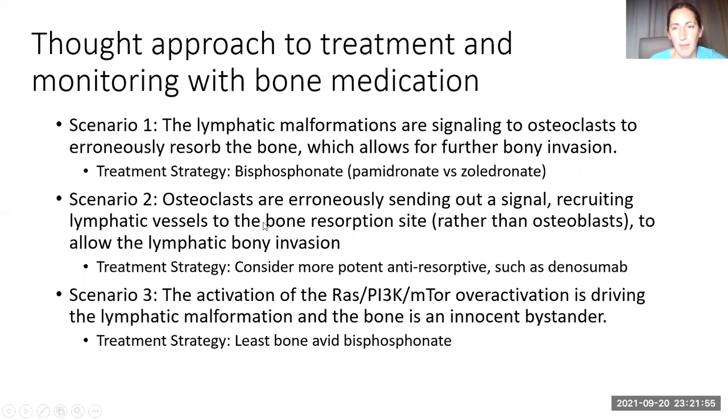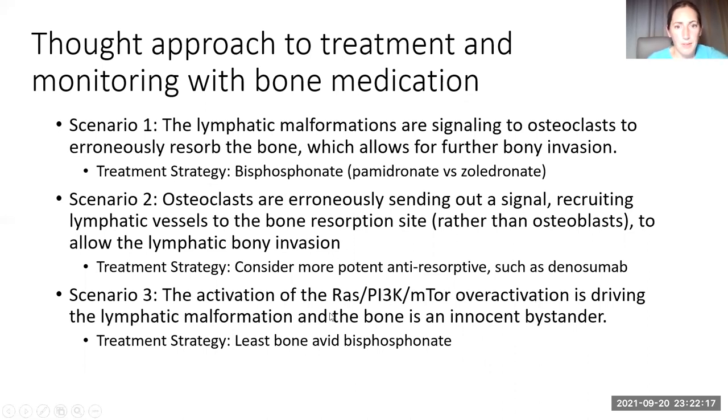A second hypothesis is that osteoclasts could be secreting a factor that's then recruiting abnormal lymph growth into the bone. If osteoclasts are sending out this signal, we might want to interrupt them sooner in life, before they start resorbing bone. In that case, we would turn to an agent such as denosumab, and we'll explain how these drugs work.